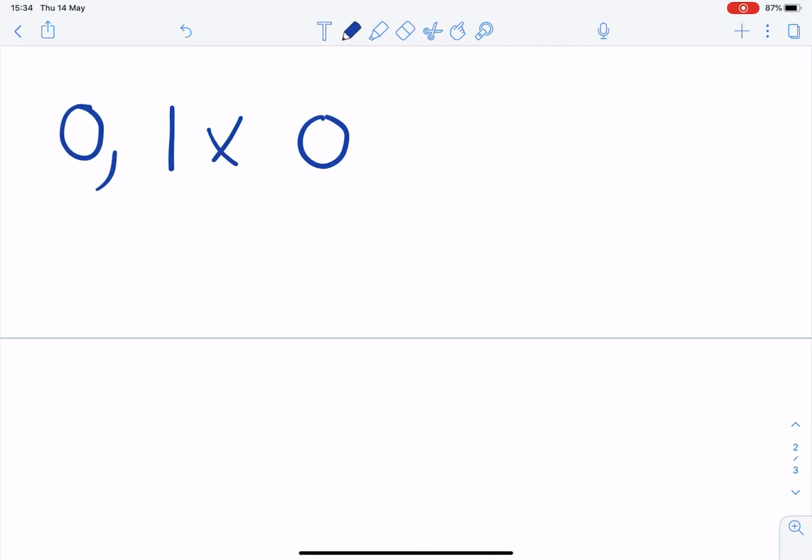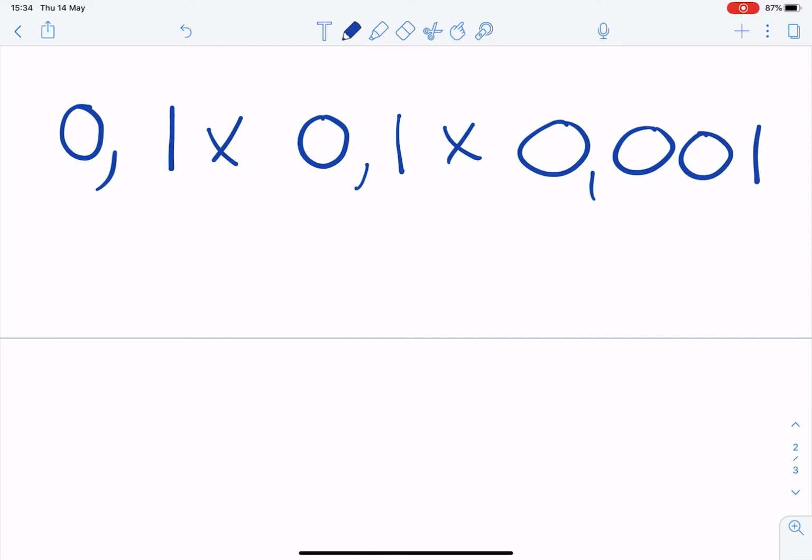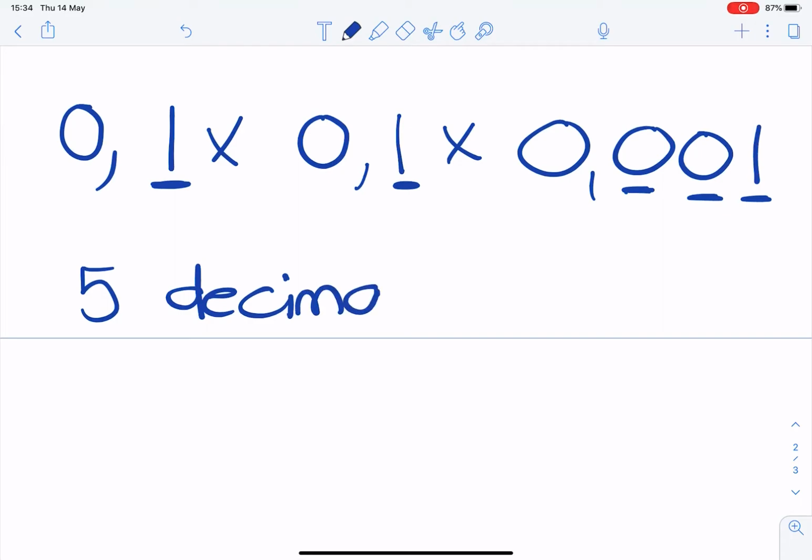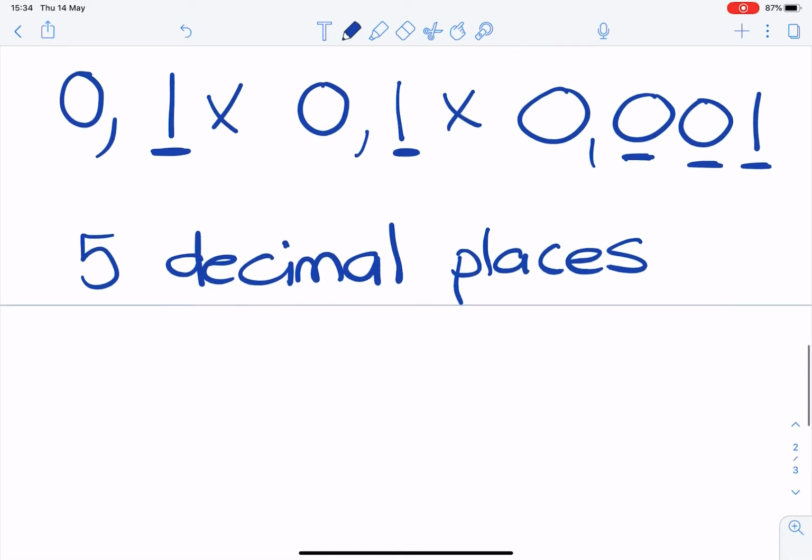0,1 times 0,1 times 0,001. How many decimal places are there in this problem? 1, 2, 3, 4, 5. So there are 5 decimal places in the answer to that problem.